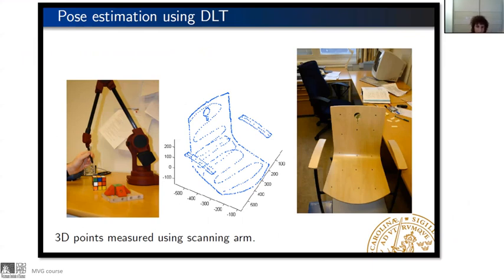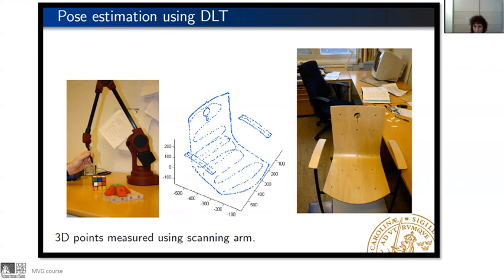It's time for examples. This is an example taken also from lectures. So I have some scanning arm such that I can take this chair and get the 3D coordinates of the chair in many places. Okay, then remember what I would like to do. I would like to calculate the camera matrix.